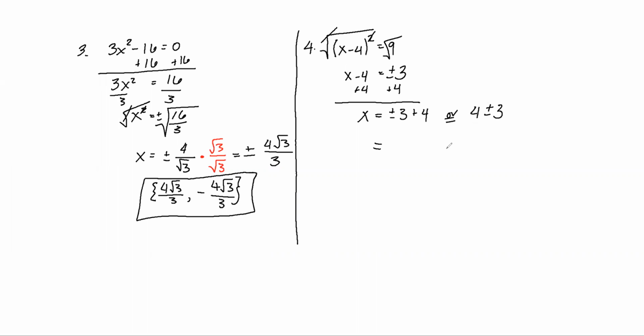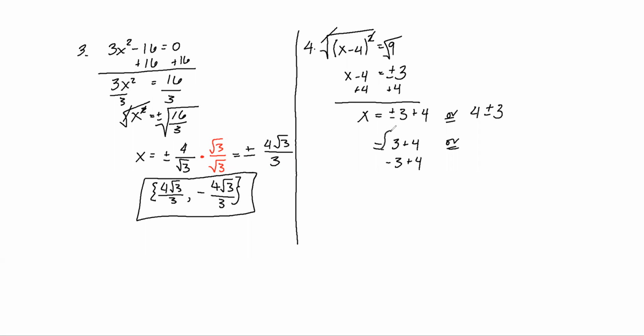Because our next step here is to split this up, and we're going to get 2 distinct answers here. So if we look at this first one, we have a positive 3 plus 4. And then our other solution is going to be negative 3 plus 4.